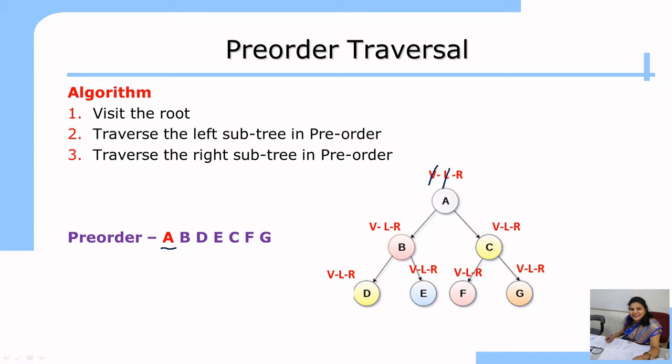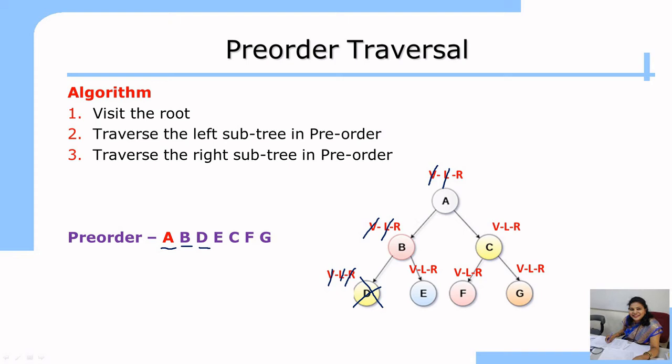Next step is go to the left side. You come here. First step is visit the vertex. So you print B here. Next step is go to the left. So control comes here at D node. Again visit the vertex. So you print the D. Next step is go to the left, but there is nothing at the left side. Next step, go to right. There is nothing at the right side.